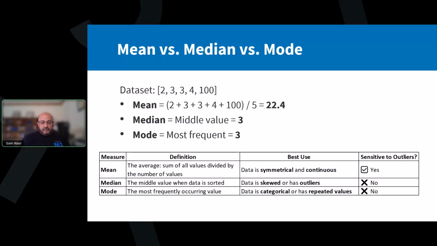If I look at the middle value for a median, then the best use for that is when the data is skewed or has outliers. So because I'm looking at the middle value, I'm essentially excluding the outliers and focusing more on the meat of the data set or the middle portion of the data set.